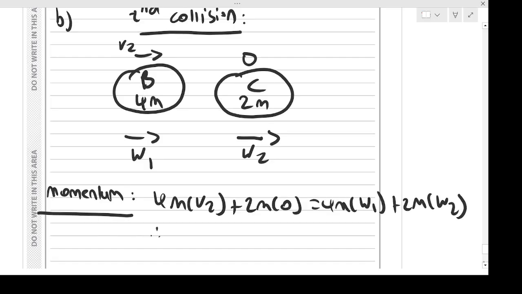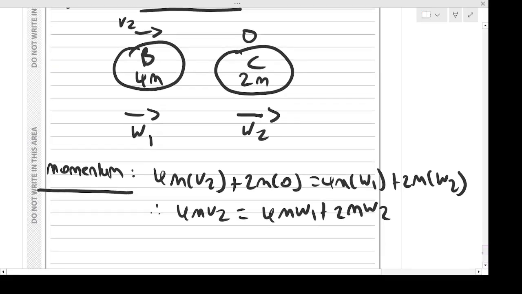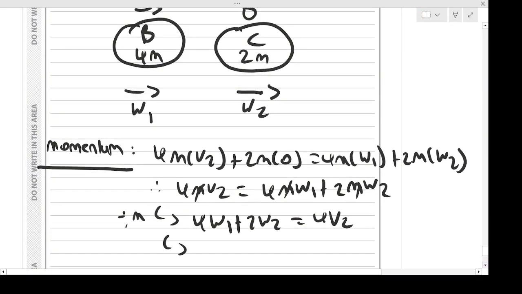So that will simplify to 4mv2 equals 4mw1 add 2mw2, and then we can cancel the m's. And so we're going to get 4w1 add 2w2 equals 4v2, and actually we can further cancel by 2. So we get 2w1 add w2 equals 2v2.